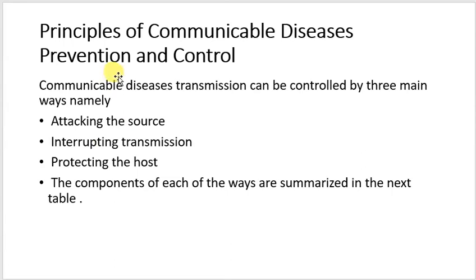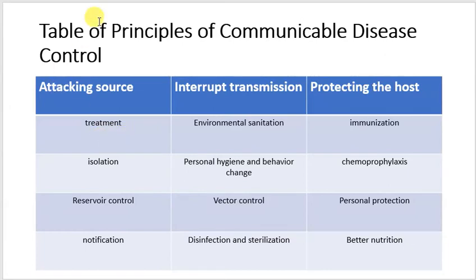So, prevention and control. We have principles of communicable disease prevention and control. We group ways of controlling this disease in three ways. The first way is to attack the source, then we interrupt transmission, and then we protect the host. The components of each of the ways are summarized in the next table. We're going to see in the table what we do in attacking the source, what we do in interrupting the transmission, and what we do to protect the host. So this is the table.